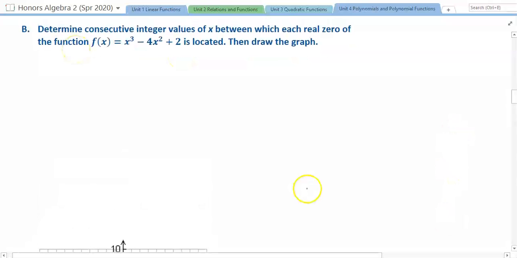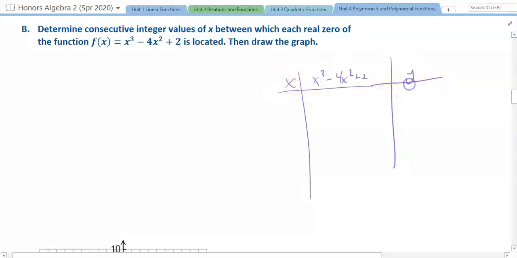And so let's set up our table. Here's our x. Here's our x cubed minus 4x squared plus 2. And we'll get our y's. And so again, start at 0 and then work your way up until you know this is definitely going in the direction of the end behavior. Again, think about your end behaviors. Our leading coefficient is positive. The degree is odd. And so we'll have opposite end behaviors. The right side is going to go to positive infinity. The left side is going to go to negative infinity.